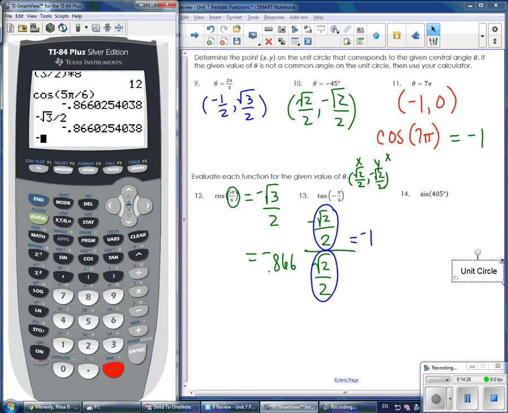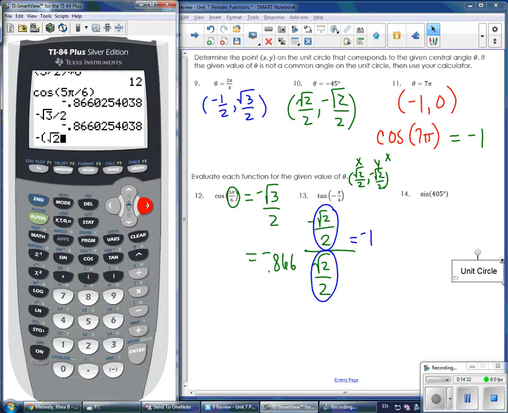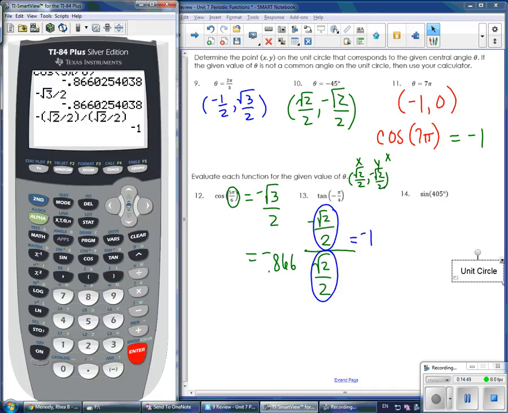If you forget how to do it, you can certainly put this into the calculator. You just want to make sure you have parentheses for the numerator. So I'm going to have negative square root of 2. Make sure you pull your cursor out of the square root before dividing by 2. Close that parenthesis and then divide by another square root of 2, divided by 2. Okay, so that would be another way that you can check.